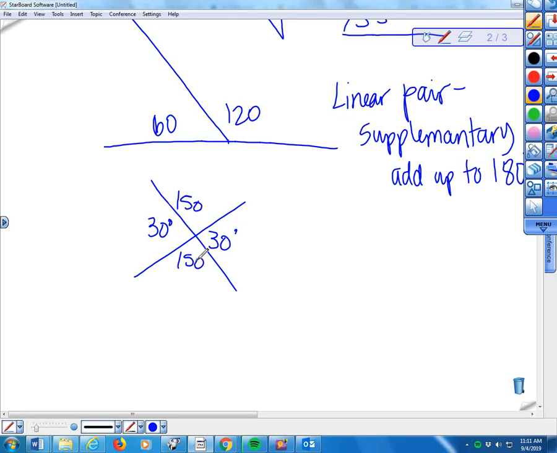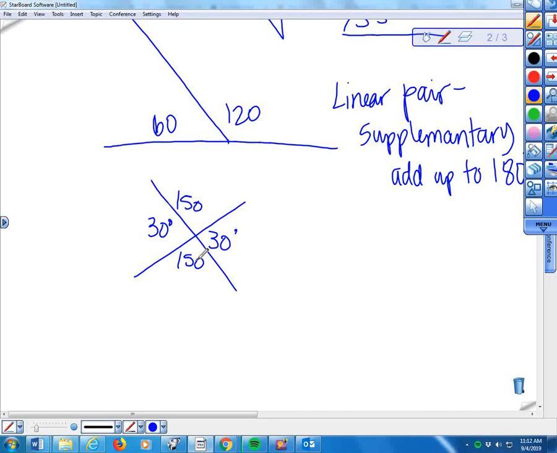Two adjacent angles in a vertical angle drawing are always a linear pair, because they're always straight lines.